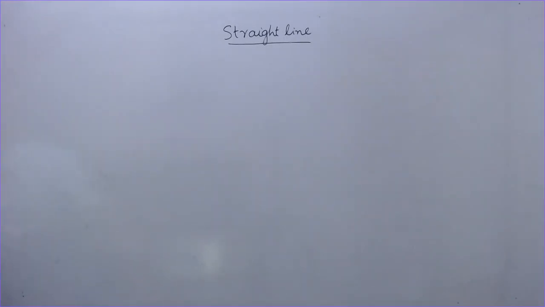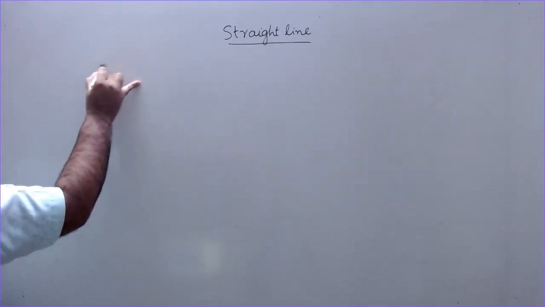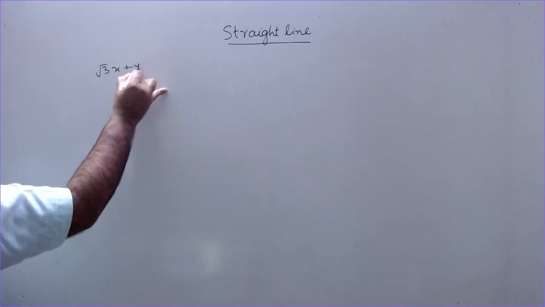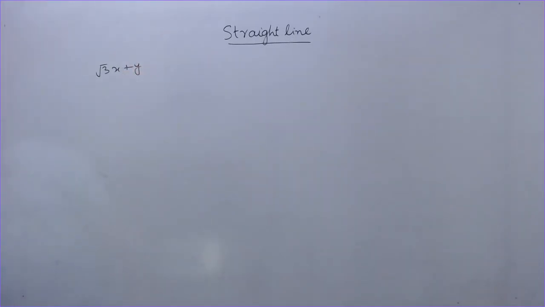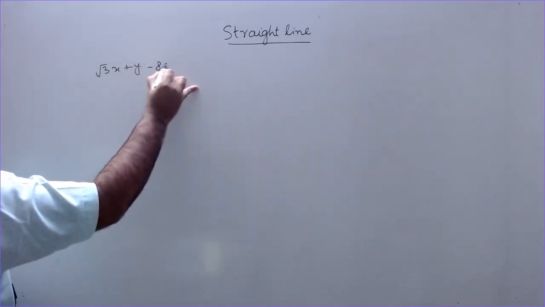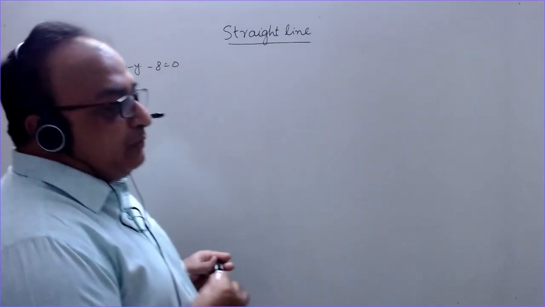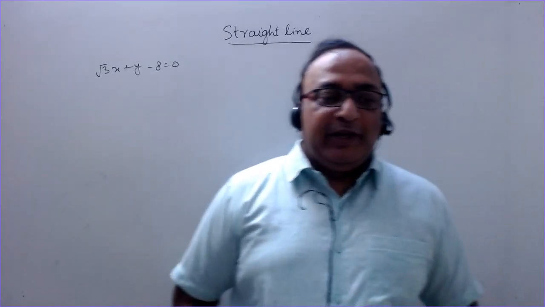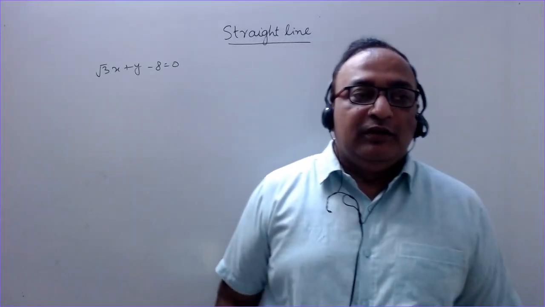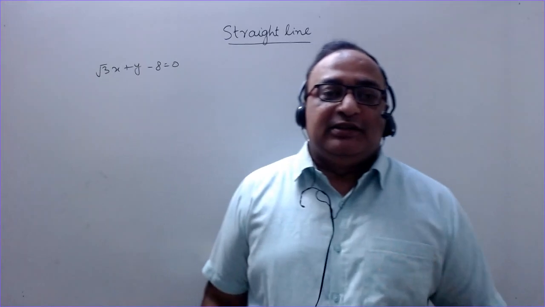The straight line is root 3 x plus y minus 8 equal to 0. This is the general equation of the straight line. You have to convert this into normal form, and find the length of the normal p and the angle made by this normal with the positive x-axis, that is alpha. These two things you have to find.